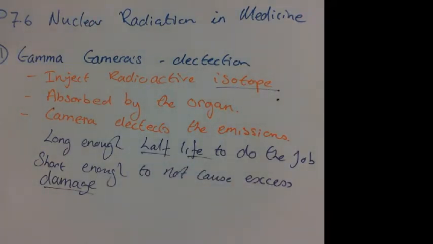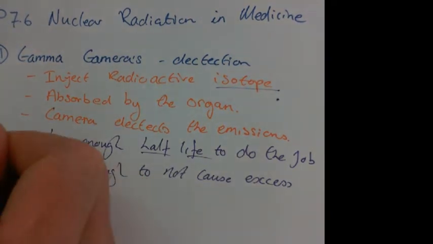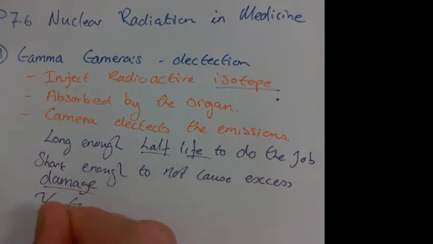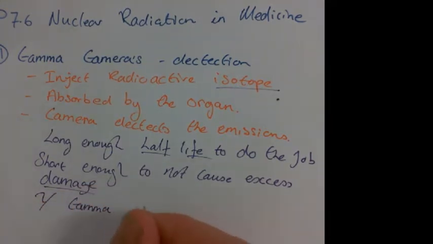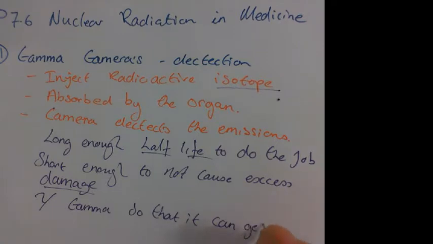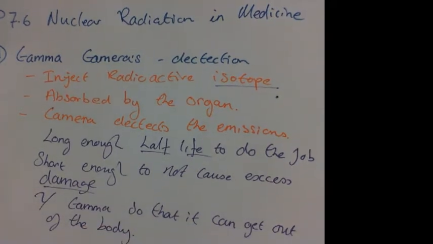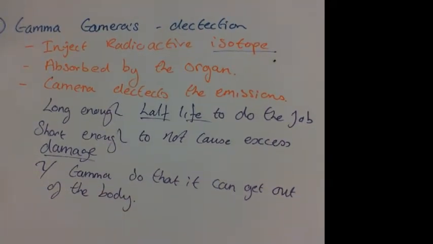Okay, and secondly, it needs to be a gamma emitter. It must be a gamma emitter, and the reason why it must be a gamma emitter is so that it can get out of the body. And if you think about it, alpha and beta would simply be absorbed by the internal tissue, which wouldn't be good. Okay, so that's the first use, gamma camera.